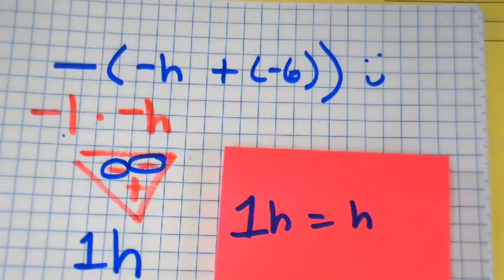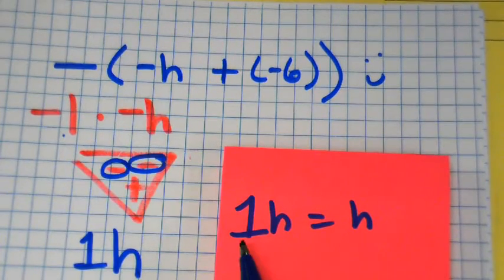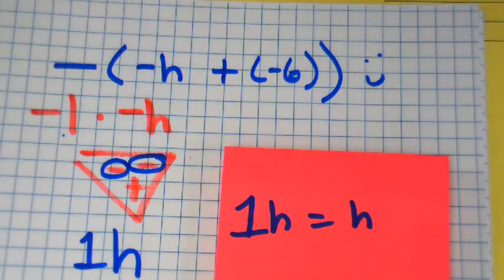In high school, your teacher won't write the 1. She or he doesn't want to deal with the 1. Is it always there? Yeah, it's always going to be invisible. But as a 7th grader, I'm okay if you write the 1 or don't write the 1.